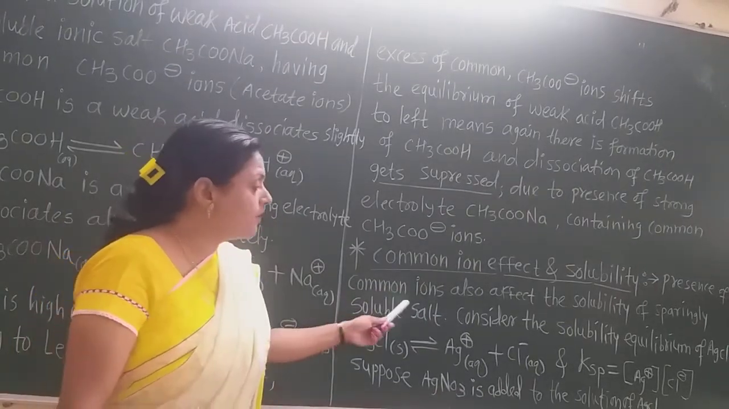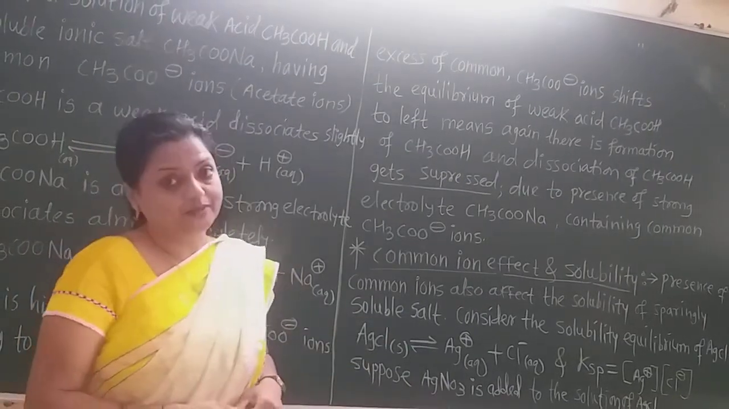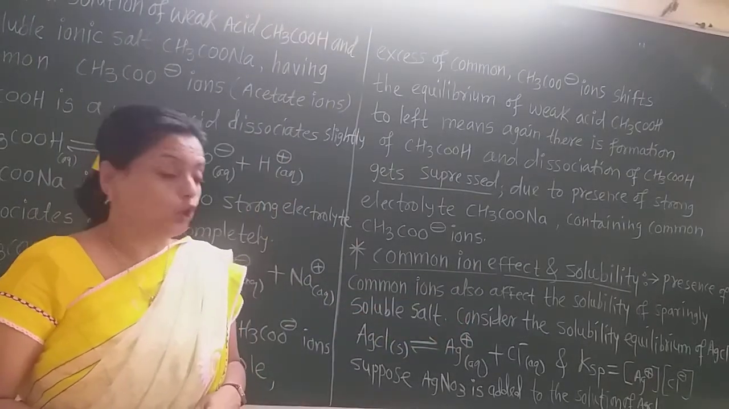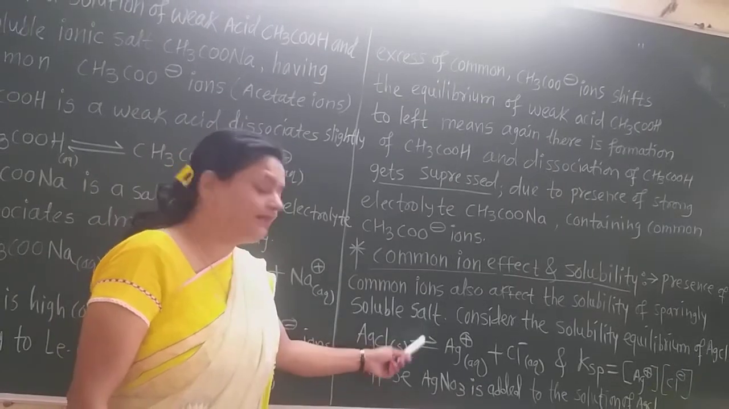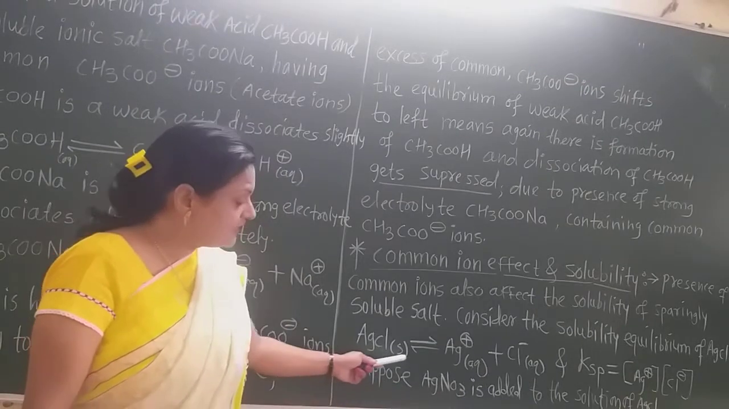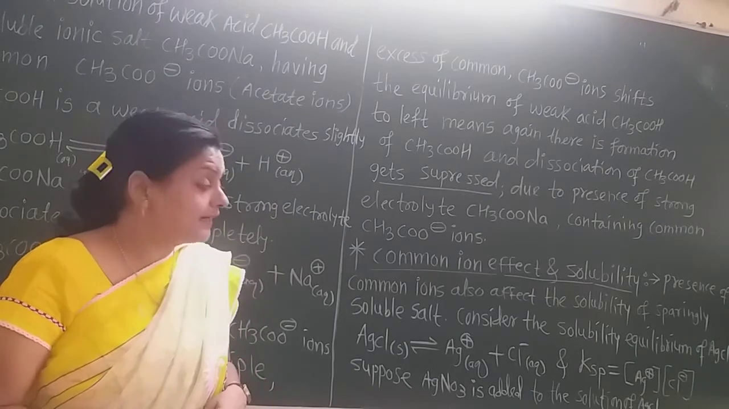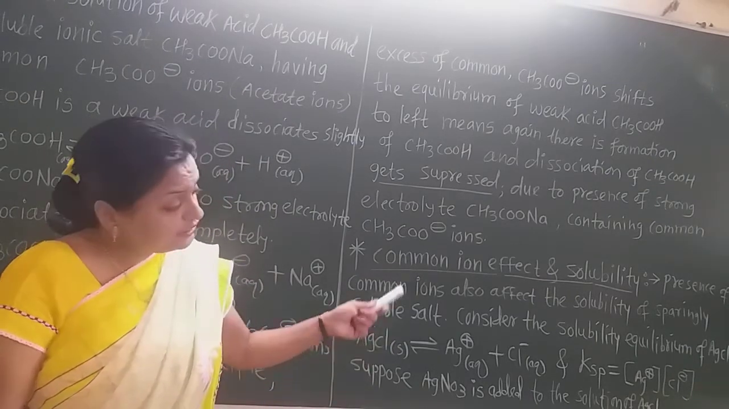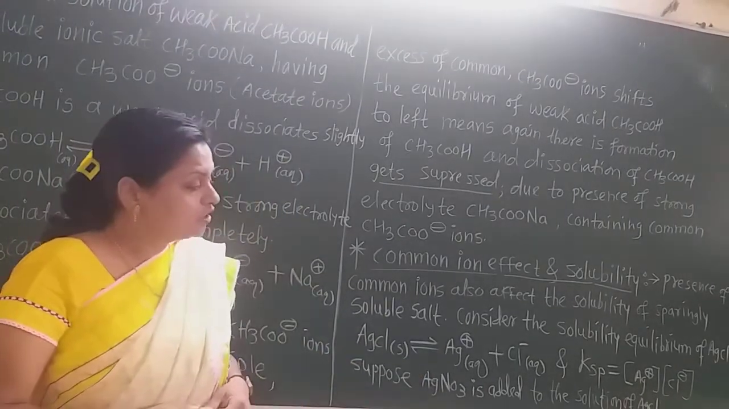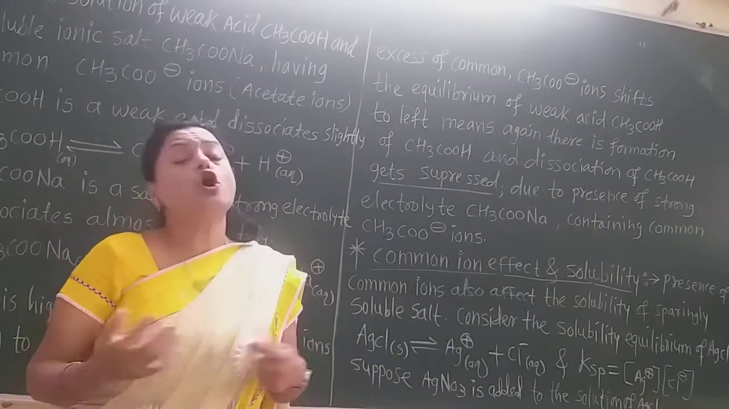Now the presence of common ions also affects the solubility of the sparingly soluble salt. For example, consider the solubility equilibrium of AgCl, silver chloride. Now it ionizes as shown by the double-headed arrow, it is a sparingly soluble salt, that means very less soluble. So AgCl solid gives Ag plus aqueous plus Cl minus aqueous. Then the Ksp, solubility product, is given as the concentration of Ag plus into the concentration of Cl minus. Suppose silver nitrate is added to the solution of silver chloride.